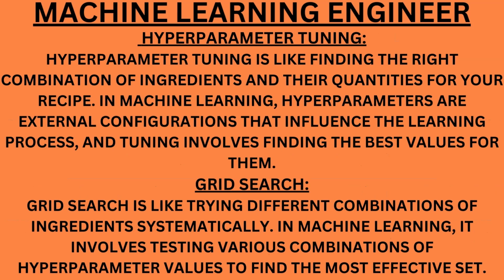Hyperparameter tuning. Hyperparameter tuning is like finding the right combination of ingredients and their quantities for your recipe. In machine learning, hyperparameters are external configurations that influence the learning process, and tuning involves finding the best values for them. Grid search. Grid search is like trying different combinations of ingredients systematically. In machine learning, it involves testing various combinations of hyperparameter values to find the most effective set.